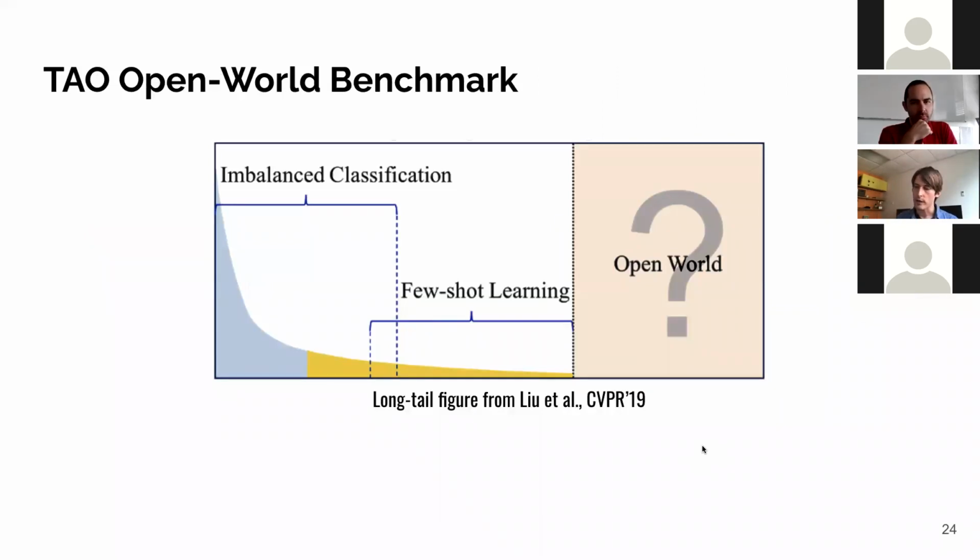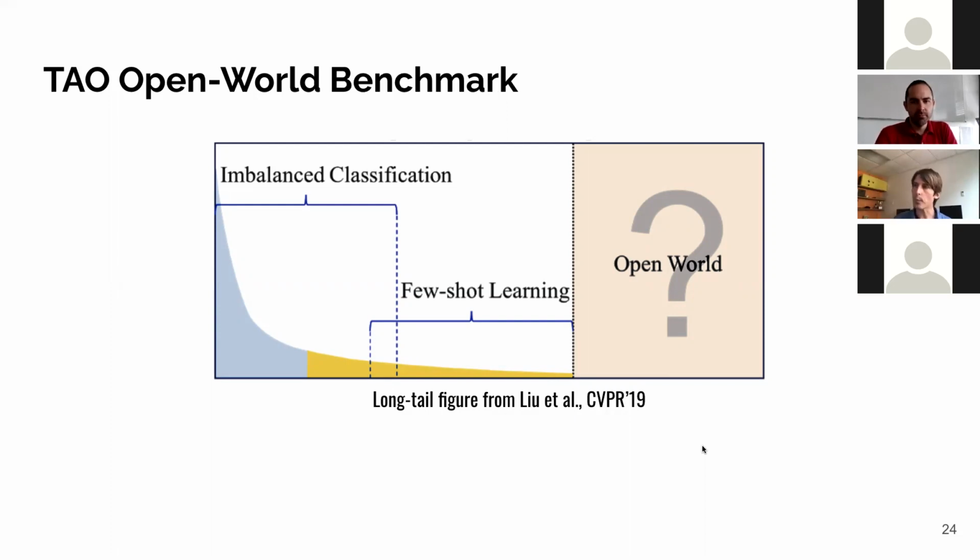So of course, one thing that we wanted to understand here is how well we can actually do tracking in the open world, right? So how well we can actually track unknown objects. And with this work, we actually aim to study that.